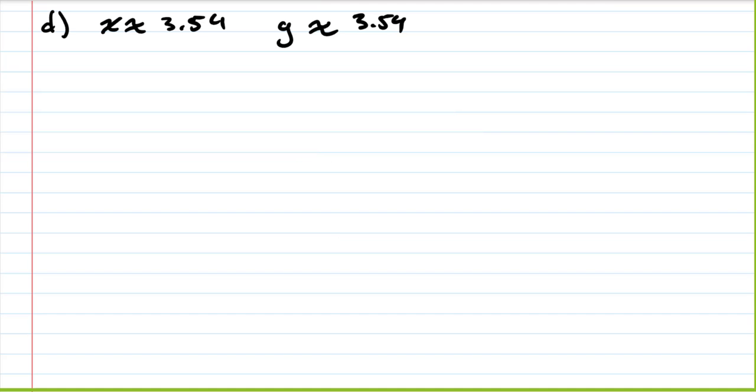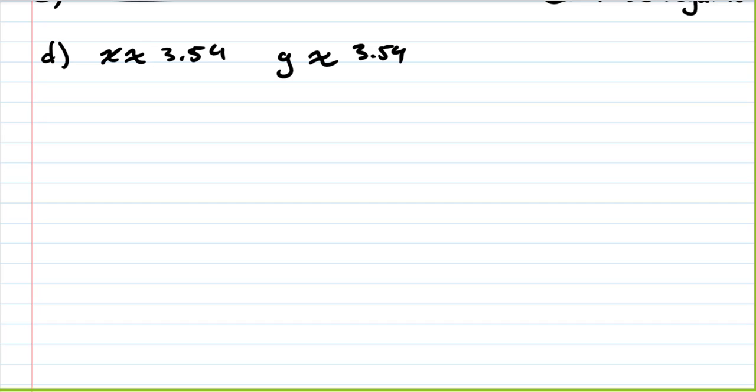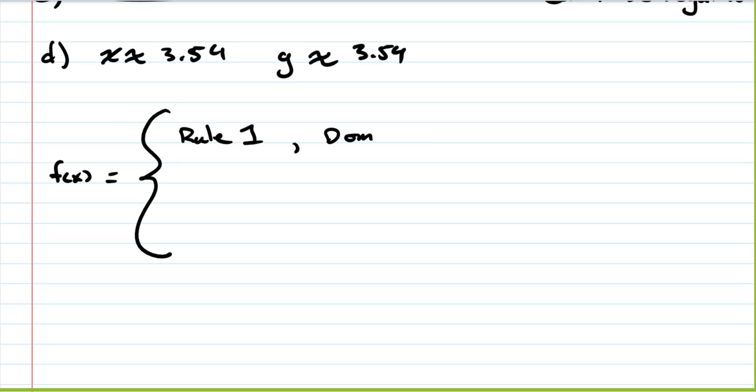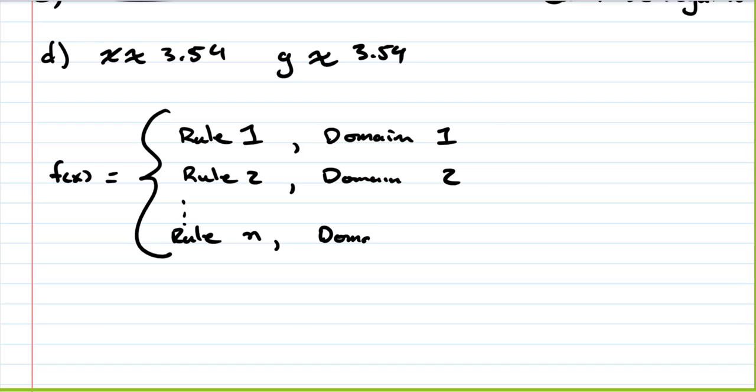So the next thing we want to talk about are piecewise defined functions. So let's talk a little bit about their anatomy. A piecewise defined function is going to be a function as we normally see it, but it's going to have multiple rules. So rule 1, and with each rule there's going to be an associated domain. And we have rule 2, domain 2, all the way down. We can have as many rules as we want, rule n and domain n.